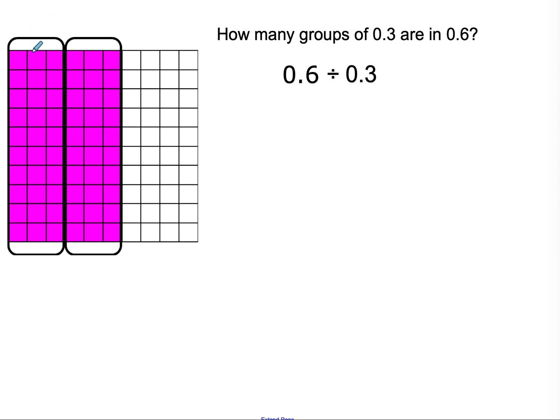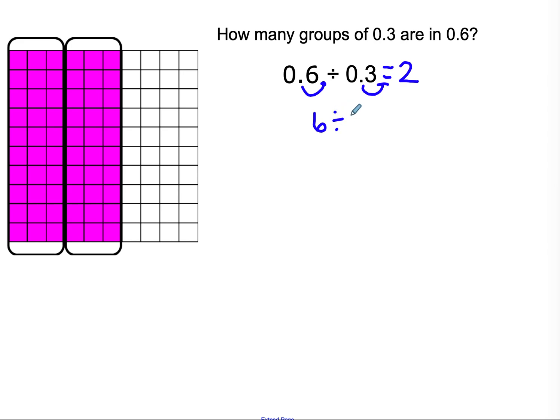So I have 1, 2, 3, 4, 5, 6 columns of 10, so that's our 6/10. And then one group of 3/10, another group of 3/10. So 6/10 divided by 3/10 is going to equal 2. It's not 2/10. How many groups are there? 2. Now, if you look at this and you move the decimal the same amount of places on each number, I moved it once on each, the answer remains the same.